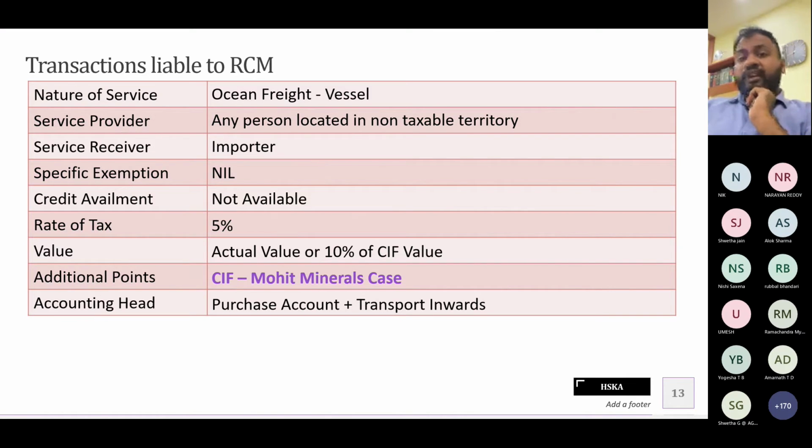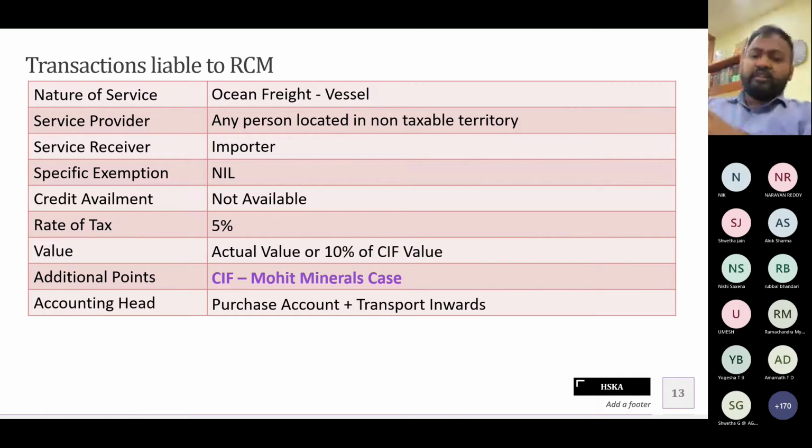Okay. What is the rate of tax? Here, the rate of tax is only 5%. I'm sorry, I've written that credit available as not available. That's a typing error. That's actually credit is available. Whenever I'm sharing the PPT, I will change that and share it. Okay. What is the value?